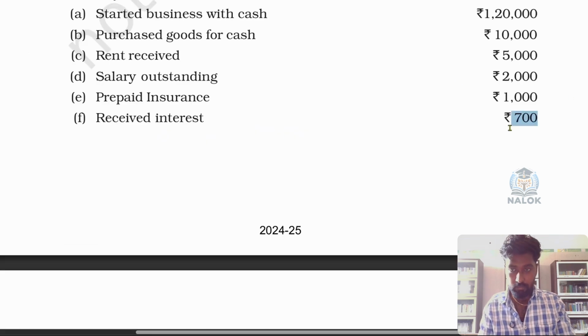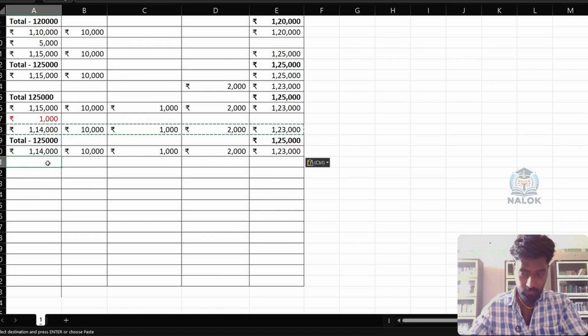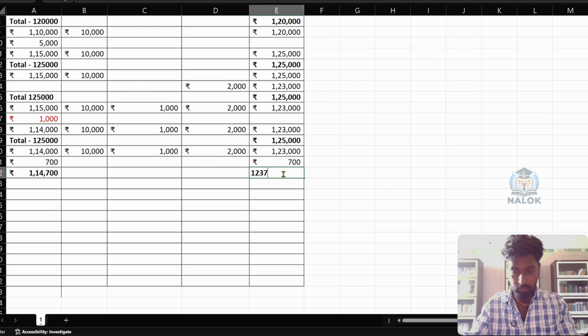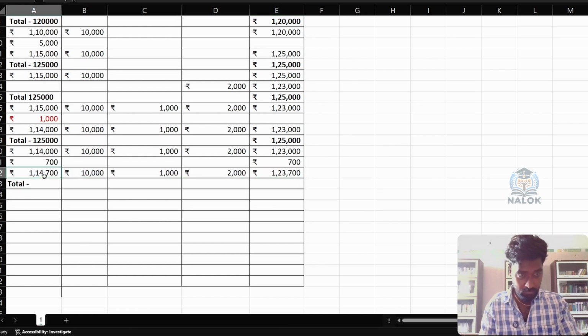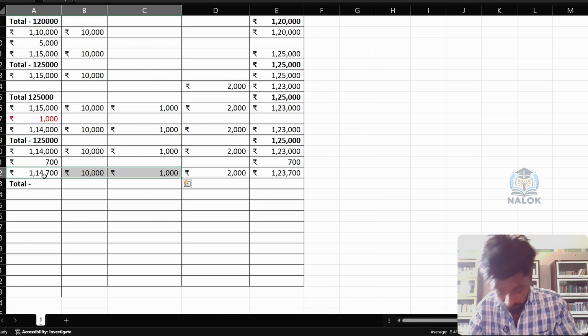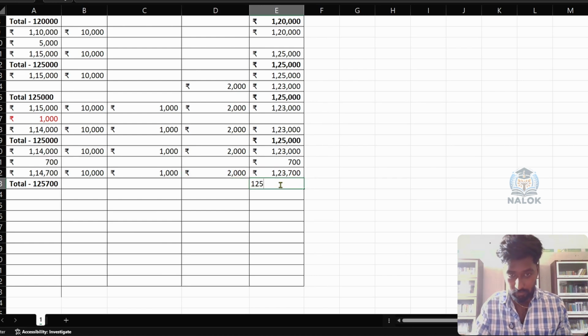Received interest worth of 700 rupees. Okay, so interest has been received over here. So our cash asset is going to be increased by 700 rupees. So our equity will increase by 700 as well. Okay, so 1,14,700 is the total. 1,23,700 is the balance. Now the total is going to be 1,14,700 plus 10,000 plus 1,000 is going to be 1,25,700. So 1,23,700 plus 2,000 is going to be like 1,25,700. So now our accounting equation is matching.